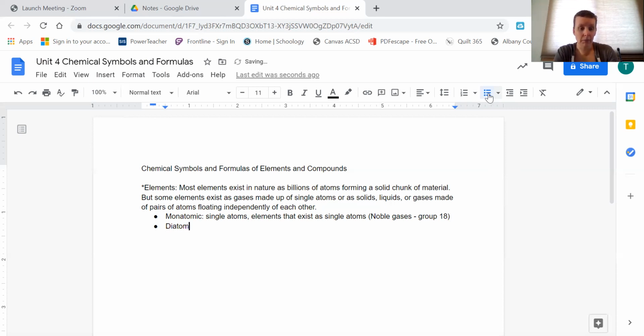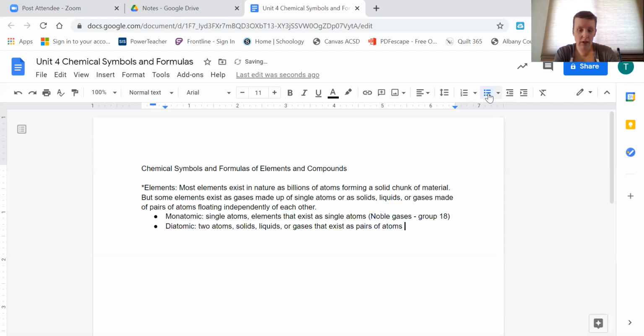All right, diatomic. Di means two. It doesn't mean two or more, it means two. So diatomic literally means two atoms. Two atoms, okay? And so these are going to be solids, liquids, or gases that exist as pairs of atoms, okay? So pairs of atoms, atoms paired with themselves, okay?